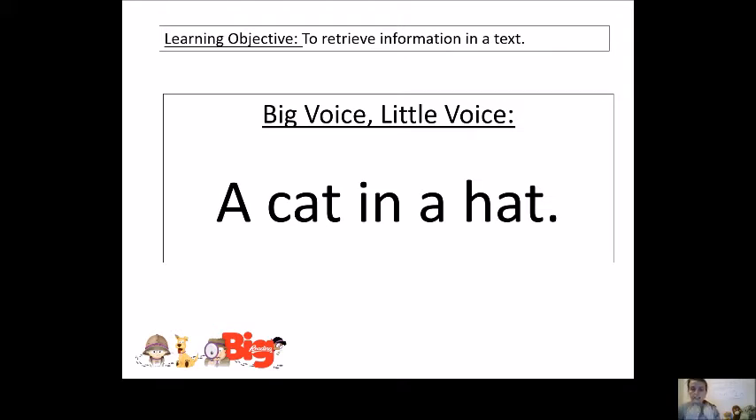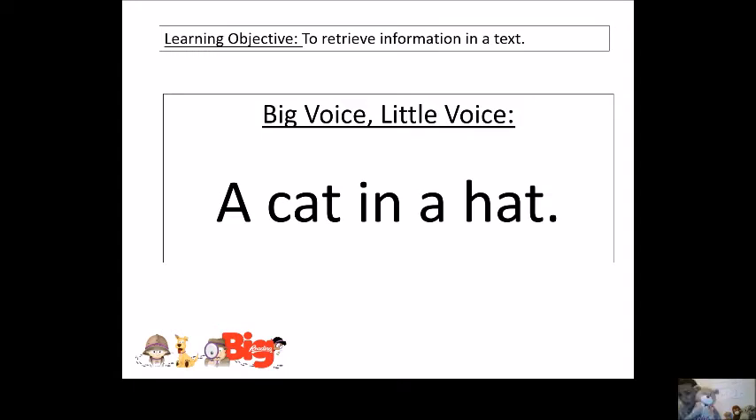Right, your turn. Say it in your normal voice. A cat in a hat. Off you go. Okay, now I am going to clap it. So you ready, Ted? Let's go. A cat in a hat. Then, can you clap it now at home?